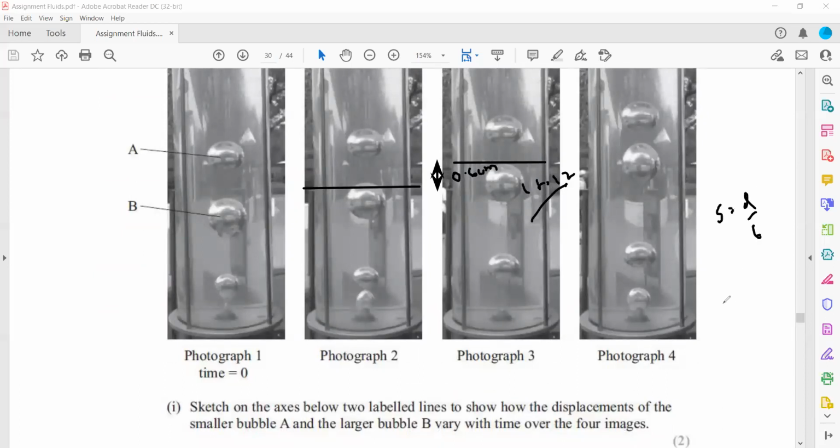So distance is equal to 0.6 multiplied by 12, divided by the time interval. How much time did it take? It took 0.33 seconds. So that will give us the speed of this bubble from photograph 2 to photograph 3. Is it clear? This question was 31B2.